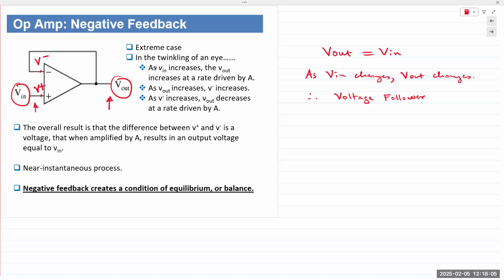One of the most common applications for this is used as a buffer or an isolation amplifier. So you would be asking, why would we need a circuit if V out is the same as V in, right? Well, this will prevent loading effects between two circuits. And I'll show an example.